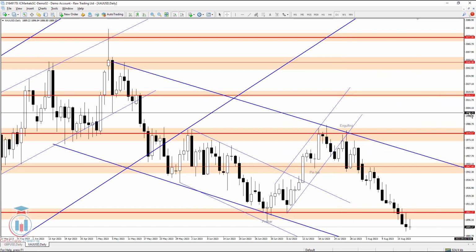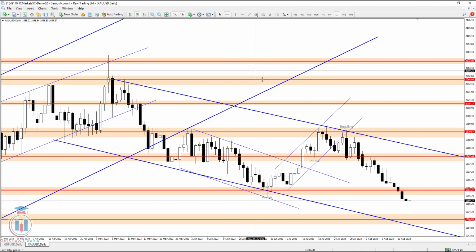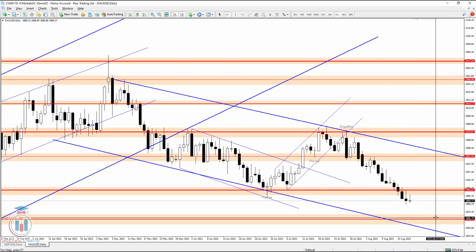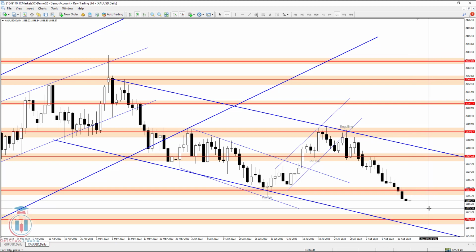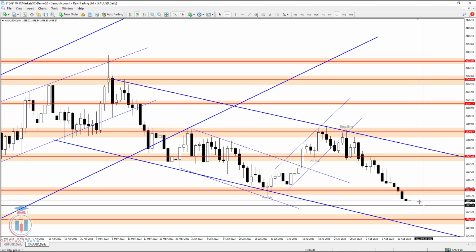and then continue to move down. On a weekly time frame, this is much more clearly visible, because we can see the price has here a demand zone around 1870 and also 1860. 1880 is completely open, so I'm expecting that the price will continue to move down.